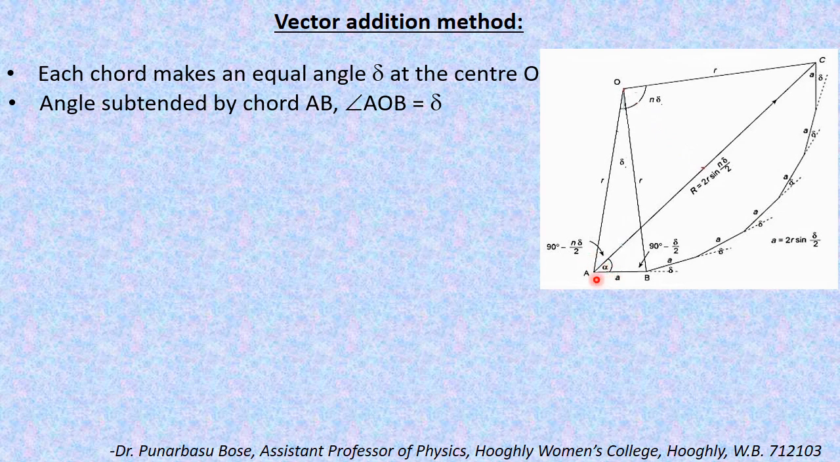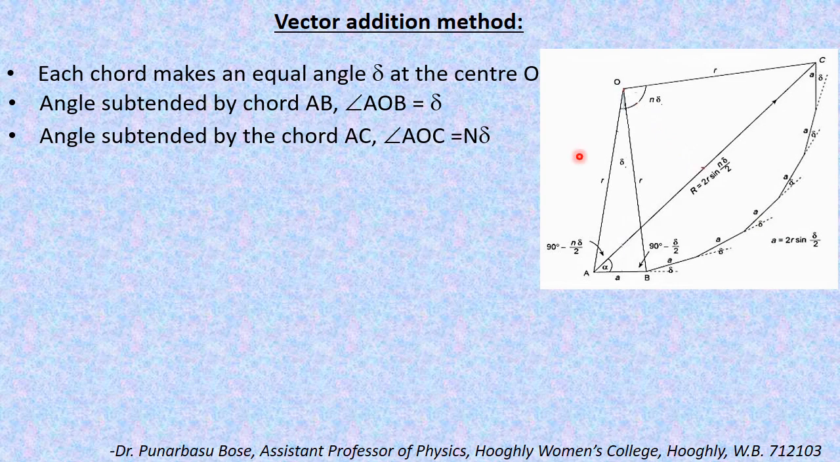Now, if respective oscillations differ by a phase angle delta, then the angle subtended by AB and the other oscillations will make angle delta at the center. So the angle subtended by the chord AB at the center, that is AOB, is equal to delta. And as there are n oscillations superposing, the resultant chord AC will subtend an angle n delta at the center. Hence, angle AOC is equal to n delta.